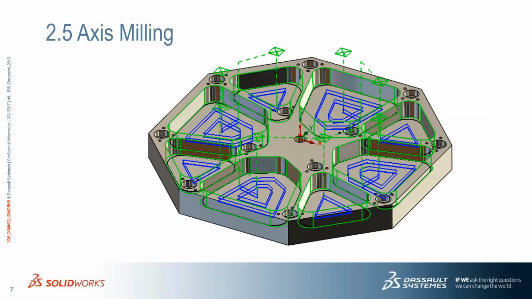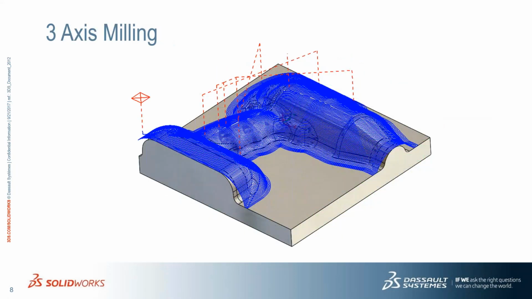So that's 2.5 axis milling. Not a whole lot to it. Very, very straightforward, working with this in SolidWorks and transitioning into CAMWorks. With 3 axis milling, the process is a little more involved, but you can use automatic feature recognition as well as interactive with 3 axis as well. And I want to show you what that interface looks like.